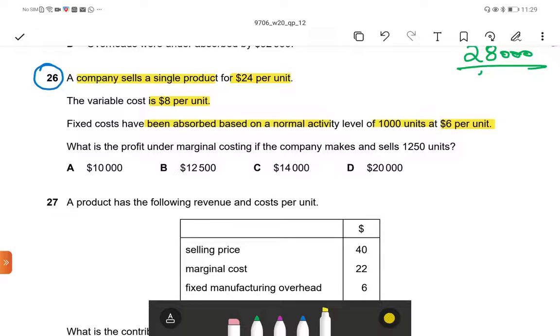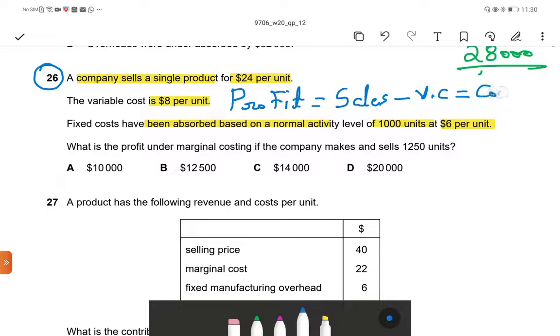So what is the profit under marginal costing if the company makes and sells 1250 units? The marginal cost profit is equal to sales minus variable cost is equal to contribution, then contribution minus fixed cost. First we calculate the contribution, then contribution minus fixed cost is the profit as per the marginal costing.